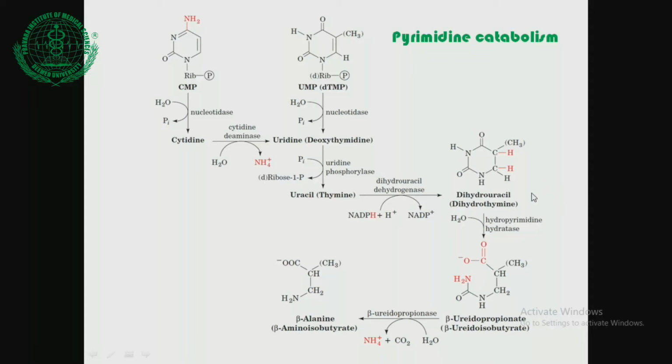The reduced pyrimidine ring is further hydrolyzed to give beta-ureidopropionate. Dihydrouracil is converted to beta-ureidopropionate, and dihydrothymine is converted to beta-ureidoisobutyrate. The step is mediated by hydropyrimidine hydratase.